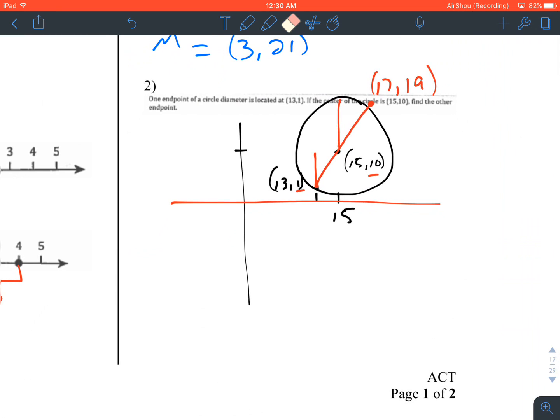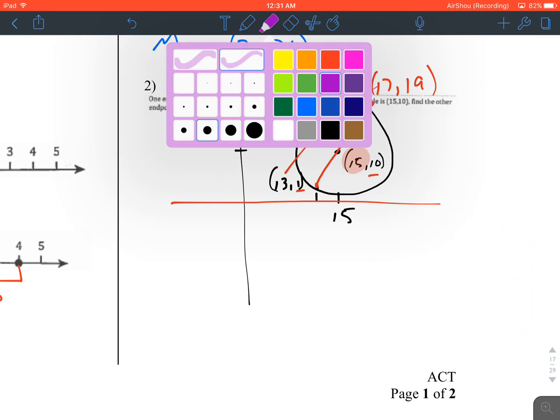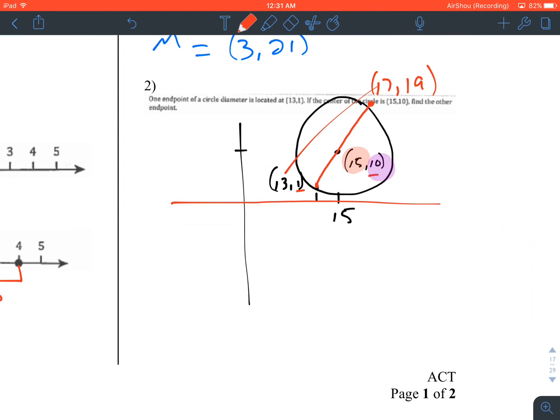There's an algebraic way to do it as well, but it's not nearly as easy as that. Looking at your answer to make sure it's correct, is 15 the middle between 13 and 17? Certainly is. Is 10 halfway between 1 and 19? Certainly is. So we know that our answer is correct, the ordered pair 17, 19.